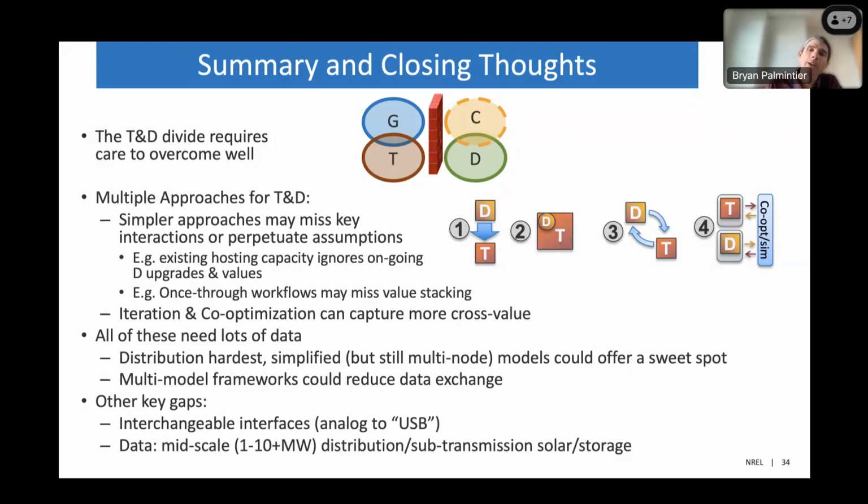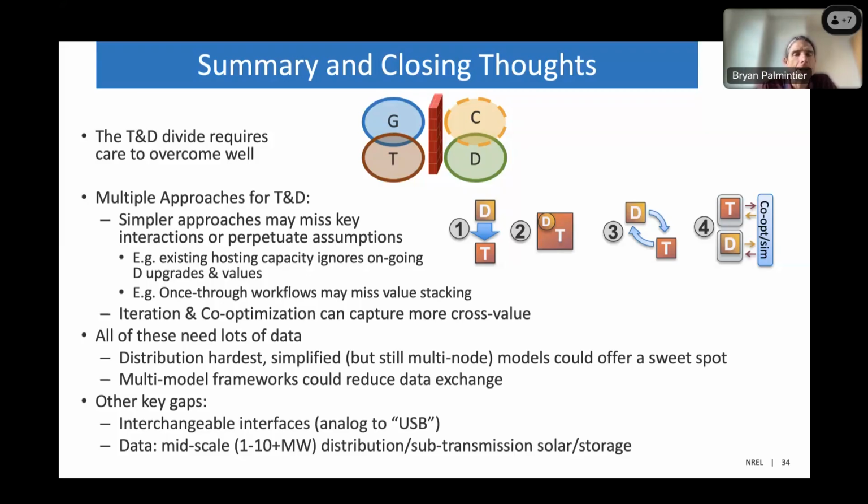The slightly harder to compute, but more interactions that we see in those later iterations, or co-optimization and co-simulation, can help overcome those. Last few thoughts here are that, hey, all these things need a lot of data. Got that. Distribution tends to be some of the hardest. Highlight the idea that some of the simplified but still multi-node models could offer a sweet spot.